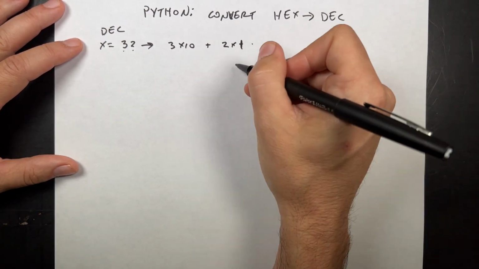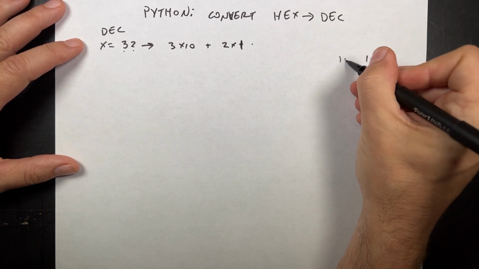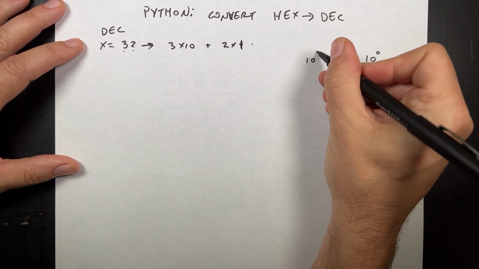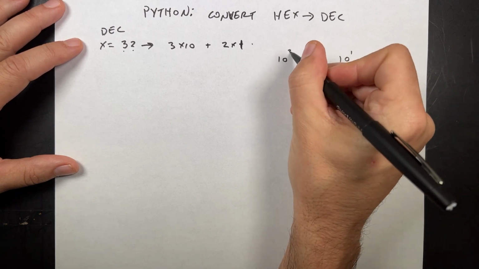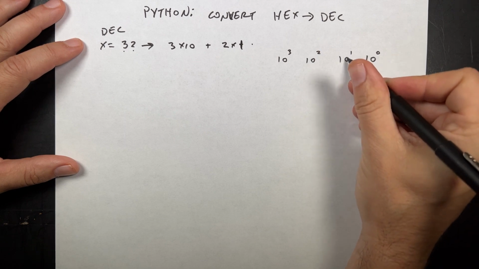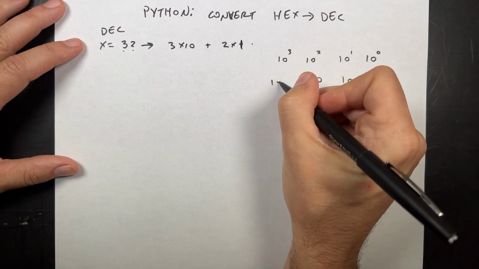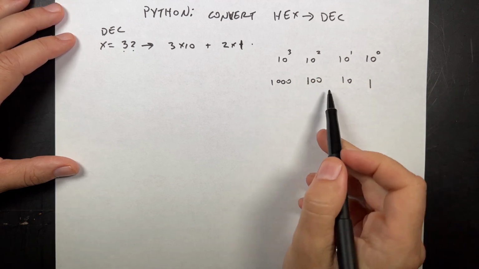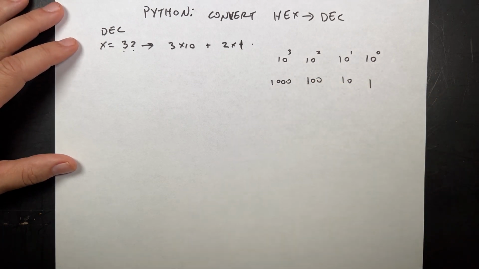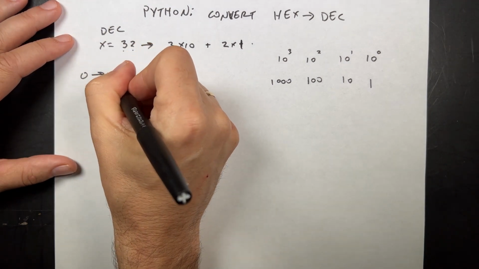In general, I'm going to write it backwards. I have 10 to the 0, 10 to the 1, 10 to the 2, 10 to the 3. And so 10 to the 0 is 1, 10 to the 1 is 10, 10 to the 2 is 100, you get the idea. So these are our place values in the decimal system. And then we have numbers 0 to 9.